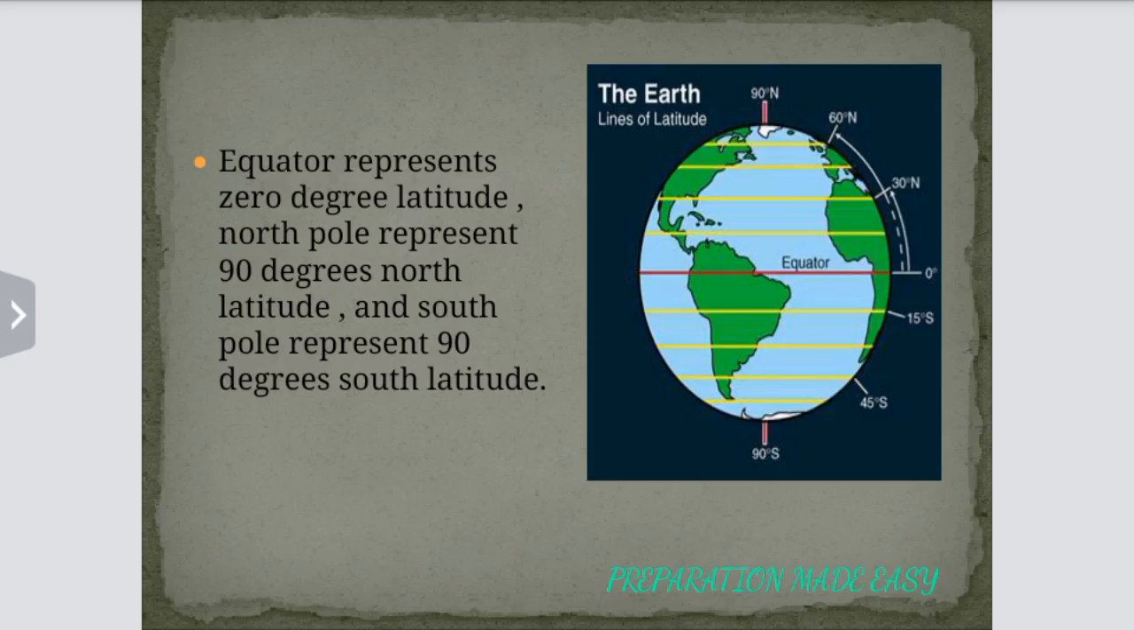See, here is a bar like thing which is showing 90 degrees north on the north side and the 90 degrees south on the south side. These are called north pole and south pole respectively.